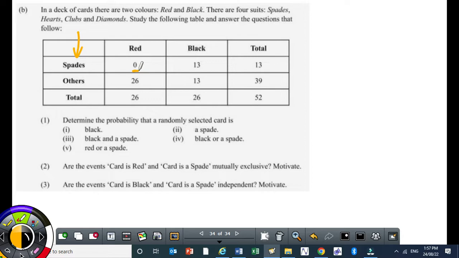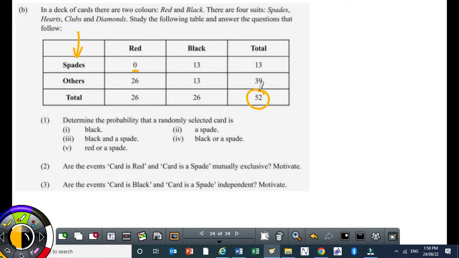Then you've got the totals. So the total of the spades is 13. Total of the others is 39. Then if you add the red ones, obviously we are excluding the jokers here, by the way. So the total in the deck of cards is going to be what? 52. Okay? There are no red spades in a deck of cards. There's diamonds and hearts.